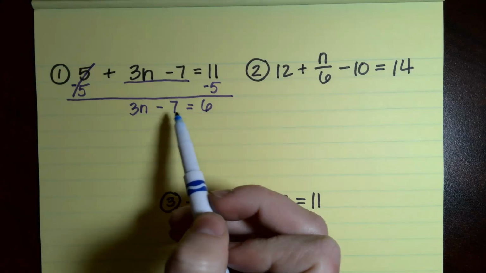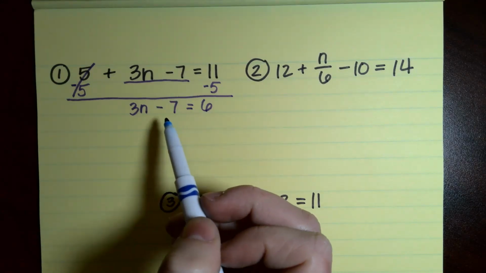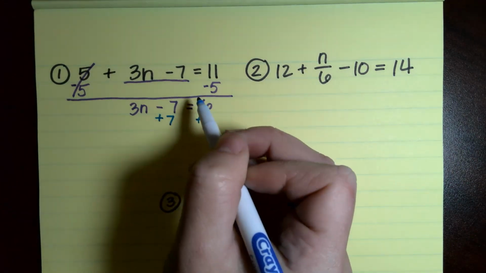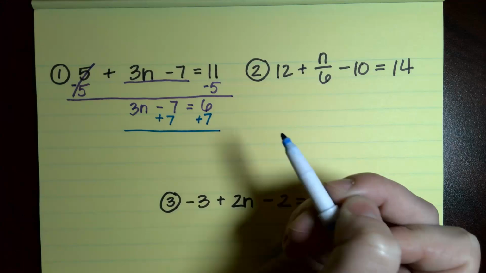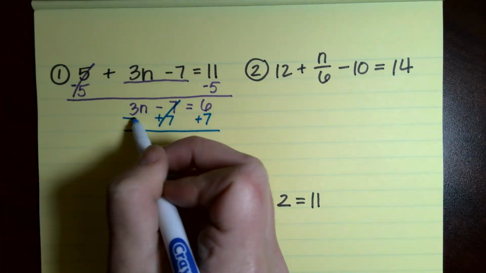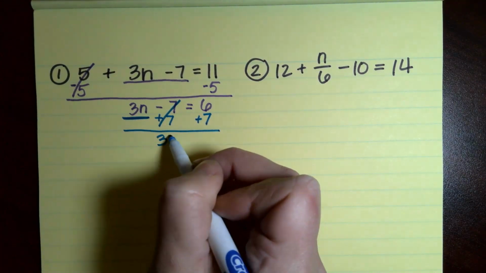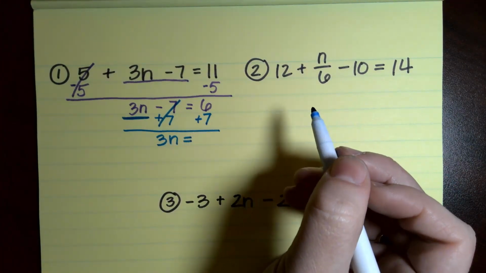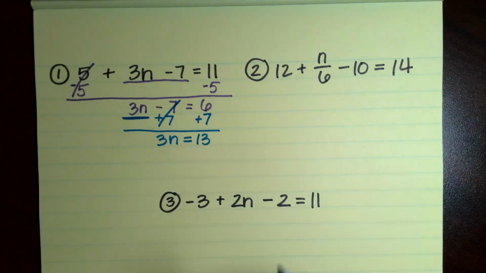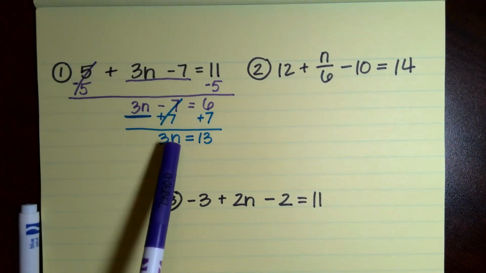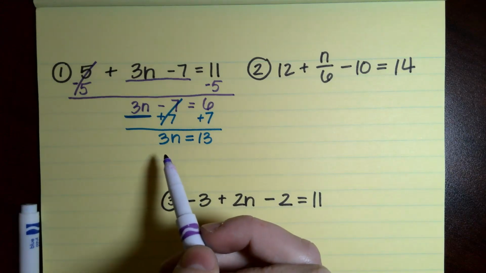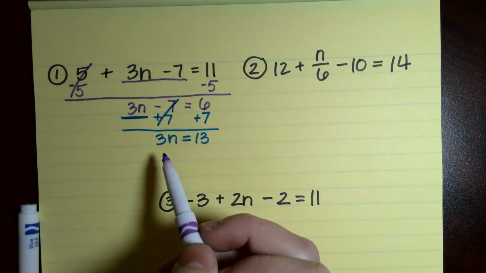We want to add 7 to get rid of minus 7. So I'm going to write plus 7 below it. Whatever I do to one side of my equal sign, I've got to do to the other. My 7's will cancel. I'm left with 3n on this side, so I'll bring that down. Equals, what is 6 plus 7? 13. Okay, now I have a whole new equation again. 3 times n equals 13. What do I do to solve for n?